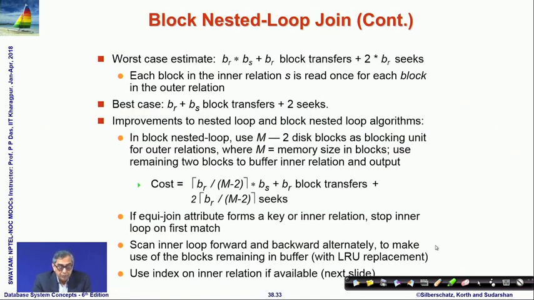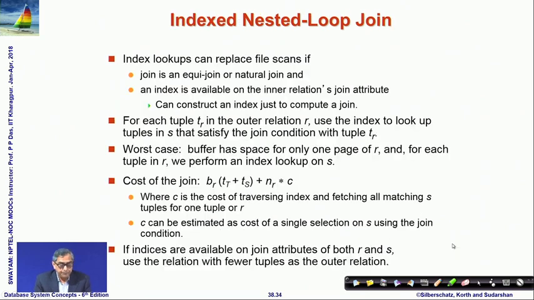I will not go through this simple algebra to show that if you have a memory size of m blocks, then your cost will significantly decrease, and the larger the m, your cost will come down by a factor of this m. So, block nested loop join will usually be far more efficient than the simple nested loop join.